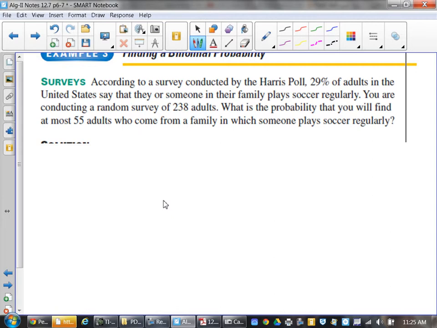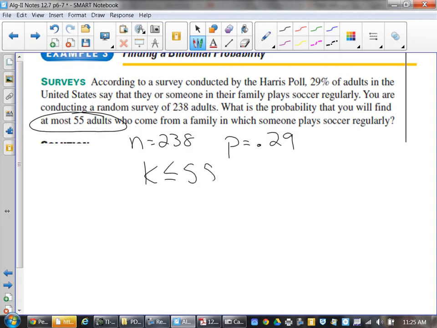What is our n value here? 238. Our n value is 238. What's our p value? And this is asking us at most 55. Isn't that a k value? Do you see how this sets you up for using that binomcdf? Because it'll add everything from 0 to 55 in the calculator.